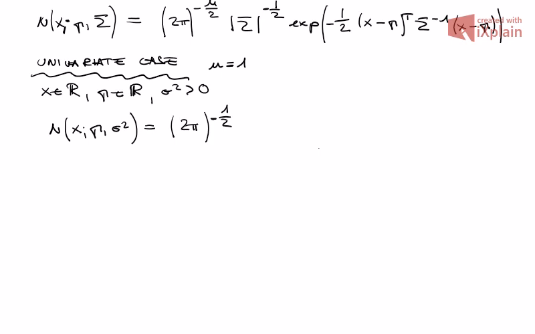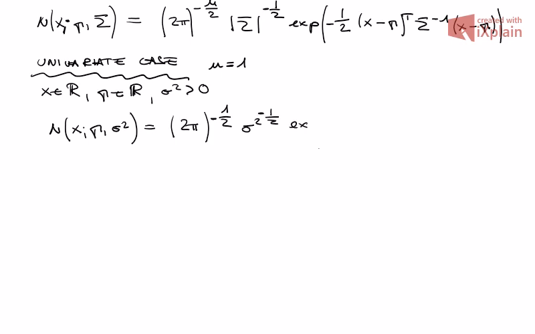And yeah, I really didn't define what the determinant for a scalar number is, but you can view it as the extension of the absolute value. The determinant of a matrix with a single value is just that single value. So what we actually get is sigma square to the power of minus 1/2.